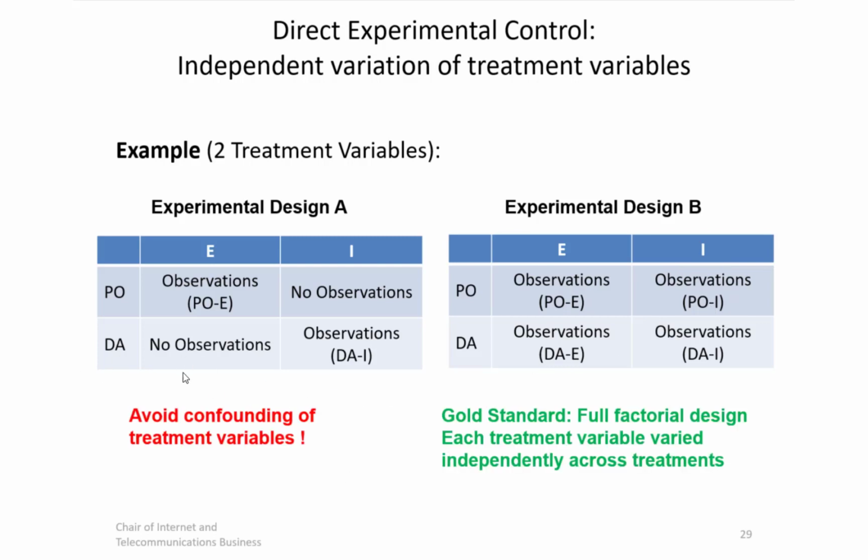The first design, A, can be confounding, because inelastic demand and the type of market institution can interact with each other, and as a result, we are not able to disentangle why exactly posted offer or double auction plays a role. But if you do this full factorial design, where you take all four different combinations and vary them independently across treatments, then you can understand how exactly posted offer and elastic demand play a role, and you can disentangle the effects clearly.